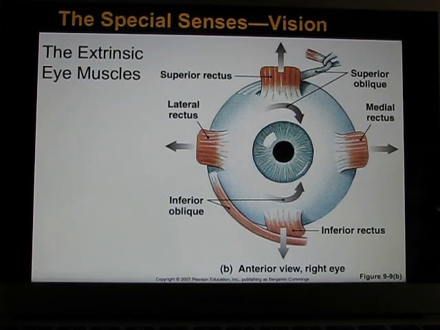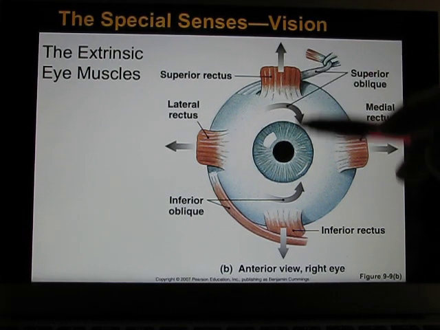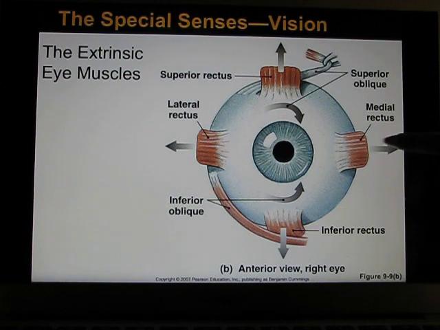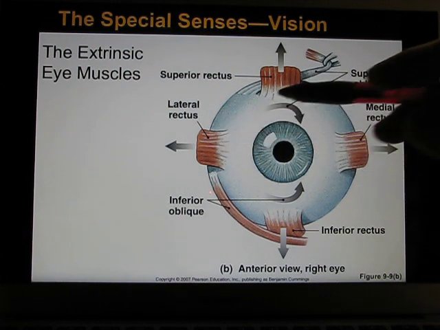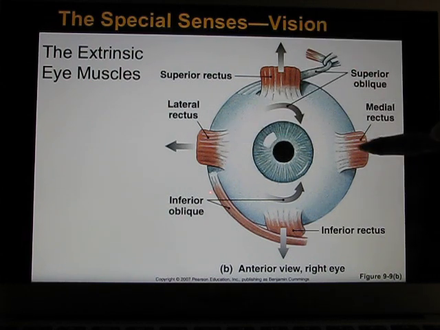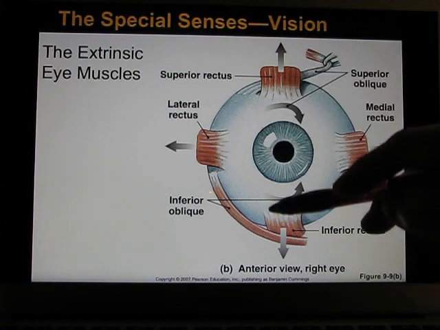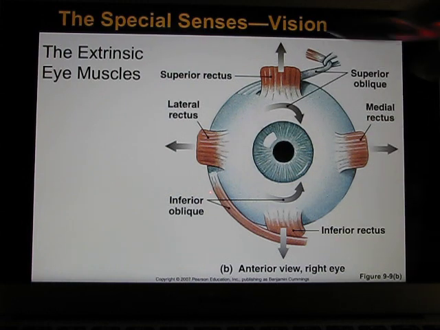That's another view to show you those 6 muscles: superior and inferior rectus, medial and lateral rectus. They pull the eye up, down, medial, lateral, and the 2 oblique muscles, when they pull, the eye can rotate.